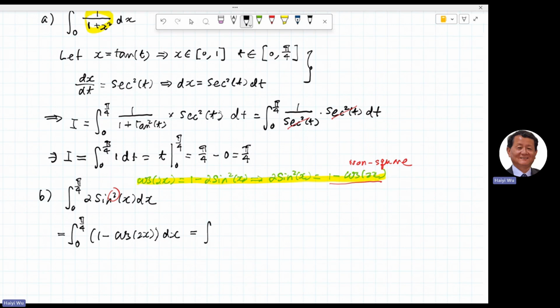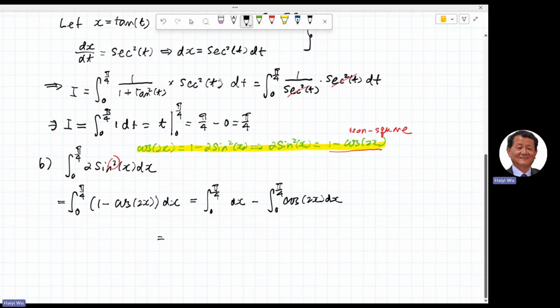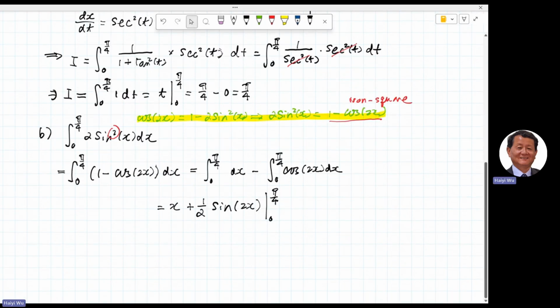So we can do one at a time. The 1 dx, minus the integral from 0 to pi over 4. Sorry, cosine we just put down first. All right, the first one is x. The second one, cosine, integrates to sine, so it becomes 1 divided by 2 sine 2x. So we plug in 0 to pi over 4.